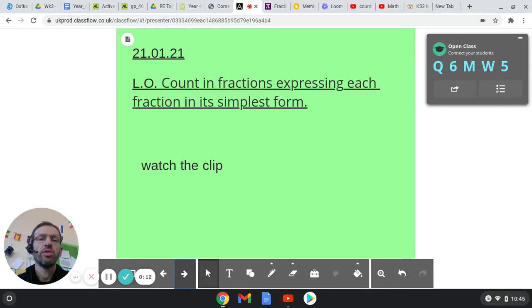So, our learning objective is to count in fractions, expressing each fraction in its simplest form. We looked at the simplest form of fractions yesterday, where we reduced the numbers down. Watch the little clip that's about fractions on a number line. It also takes you into negative numbers as well. Watch that little clip first if you haven't done that, and write the learning objective and date for today. Pause the video now.